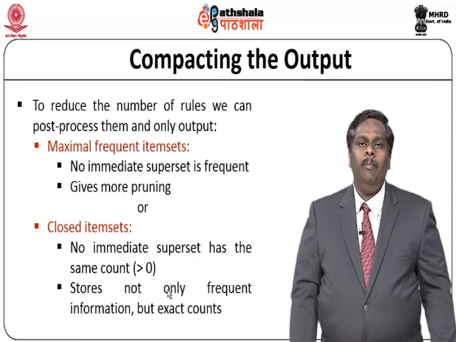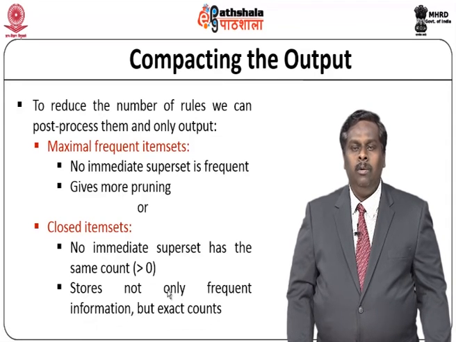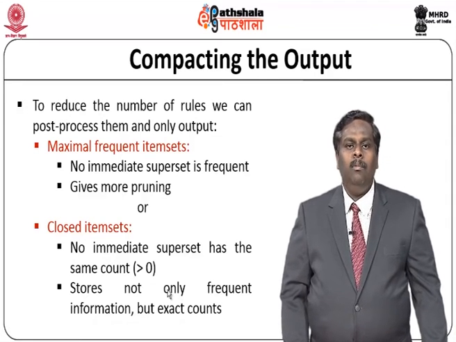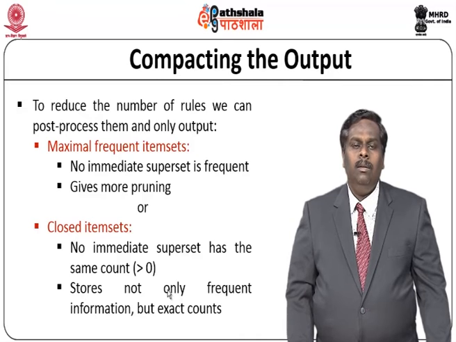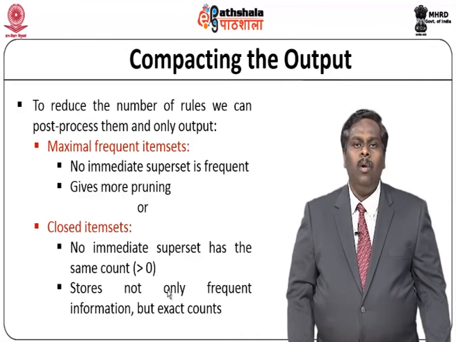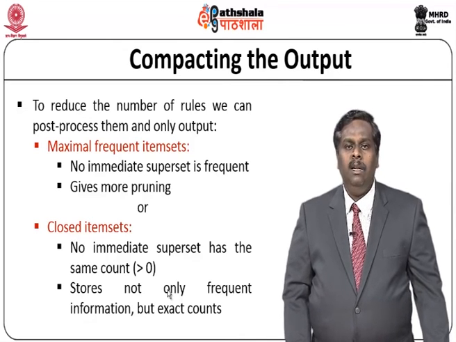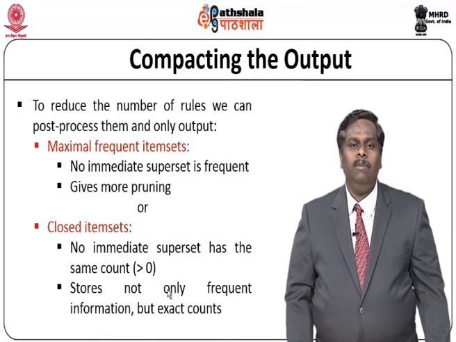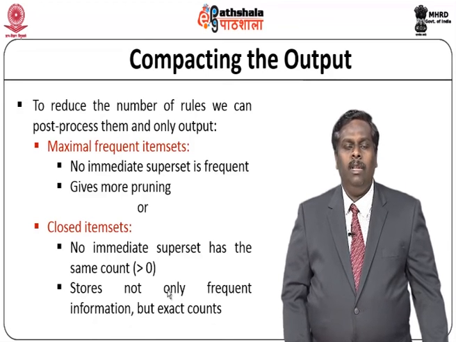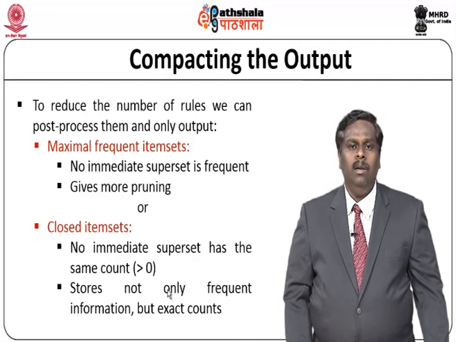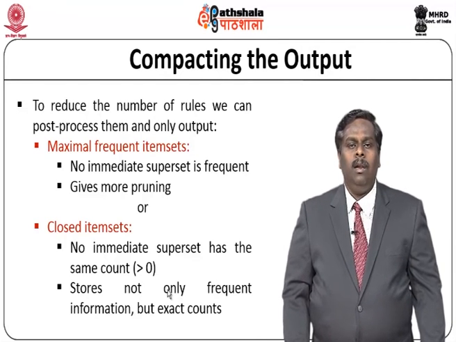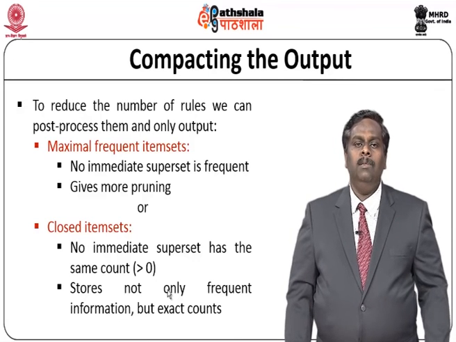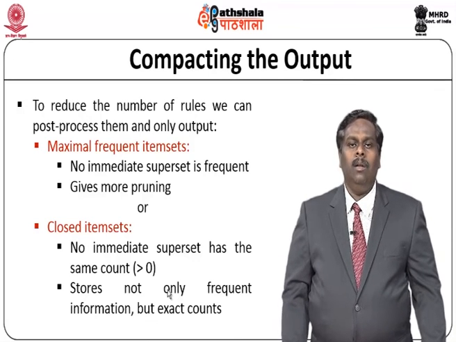Now, when you want to compact the output, what is it that you need to do? To reduce the number of rules which is going to be the output of the Apriori algorithm, you will have to define how these frequent item sets are going to be generated. While generating the frequent item sets itself, you must be in a position to understand whether it can be considered for the next iteration or not. So, there are a few processing steps that you can do, and accordingly you can say whether an item set is fit for the following iteration or not.